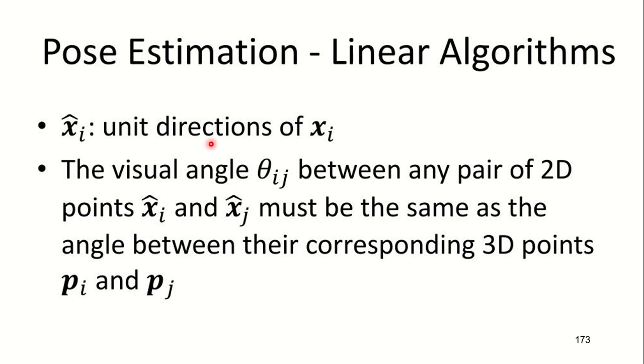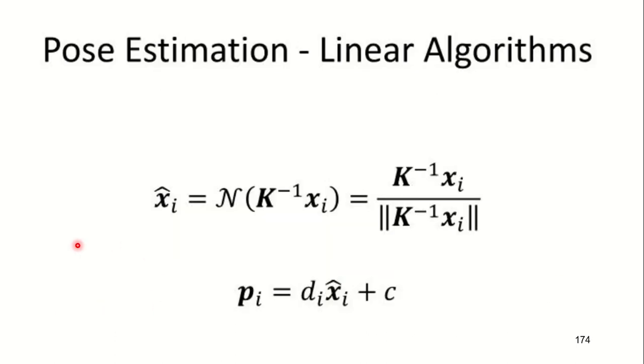So xi cap gives the unit direction of xi, and the visual angle theta ij is between any pair of 2D points xi cap and xj cap. It must be the same as the angle between their corresponding 3D points, Pi and Pj, that is the projected points in 3D. Xi cap is equal to N of K inverse xi, which is equal to K inverse xi divided by the modulus of K inverse xi, where Pi is equal to di into xi cap plus c.